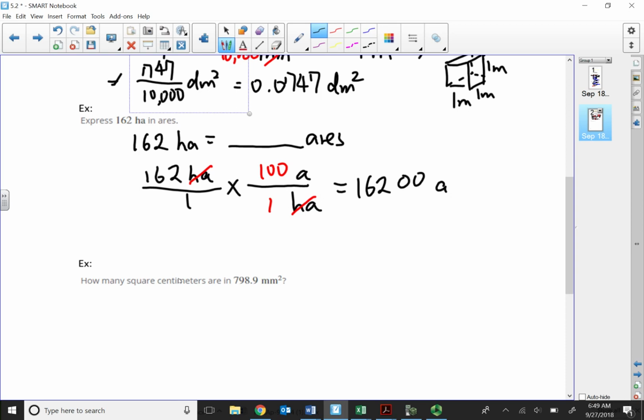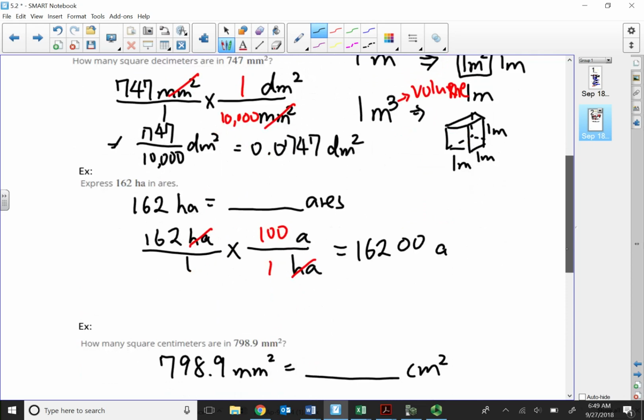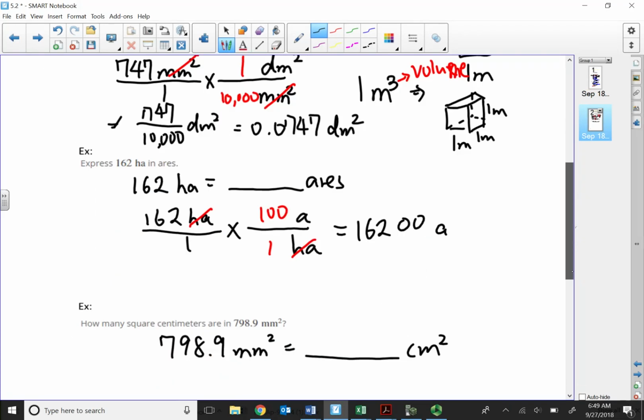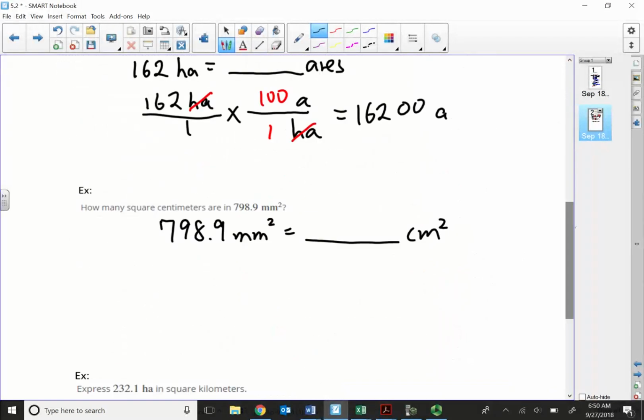How many square centimeters are in 798.9 square millimeters? So this problem wants me to convert square millimeter to square centimeter. So let's look for these 2 units up here. Square centi to square milli. That's the first one up top. It's a 1 to 100. Let's make sure. Yep.